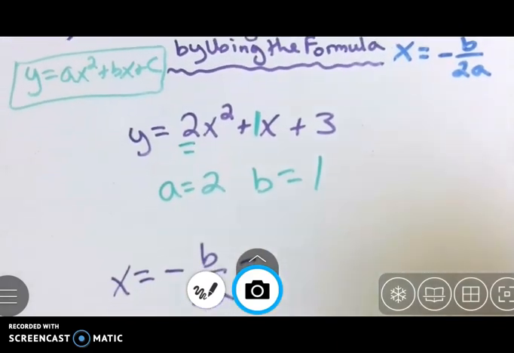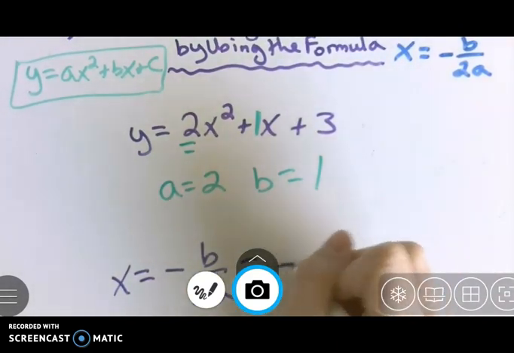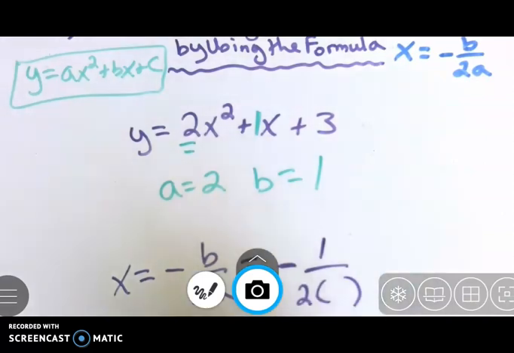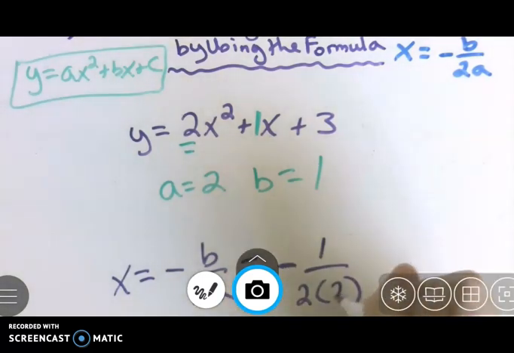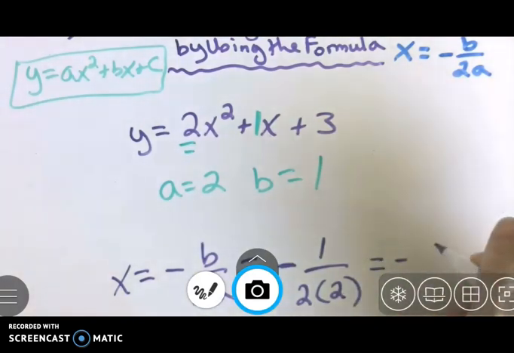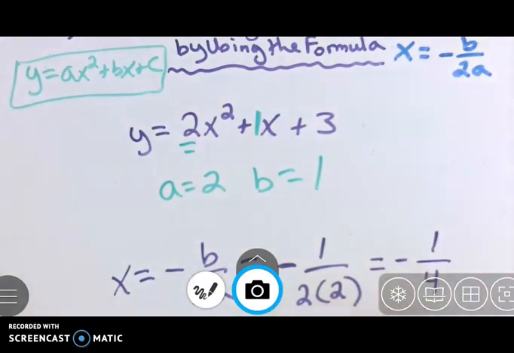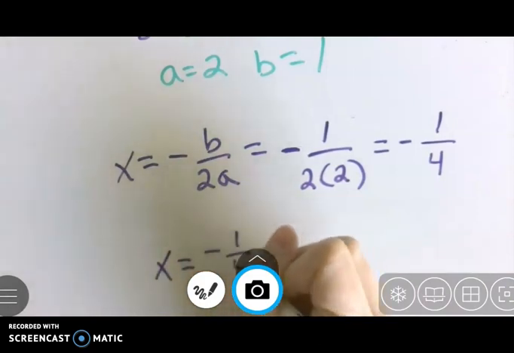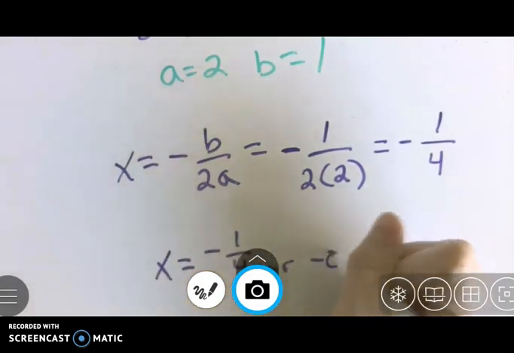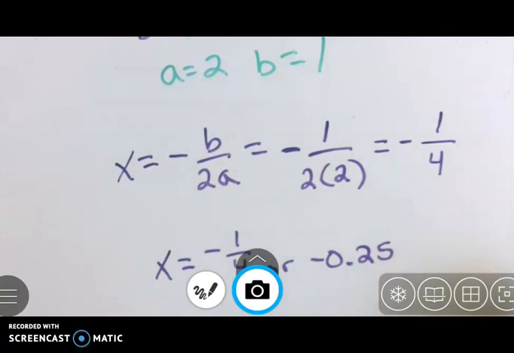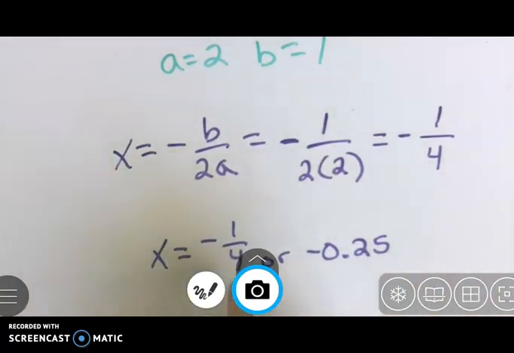Oops, can you guys see that? There we go. And now I'm just going to substitute. So I have my negative in my formula. B is 1 over 2 times a. A here equals 2. And then I'm just going to simplify this. So I have negative 1 over 2 times 2 is 4. So my axis of symmetry is x equals negative 1/4 or negative 0.25. Okay, good timing, Ranger. Either one of these will do, negative 1/4 or negative 0.25.